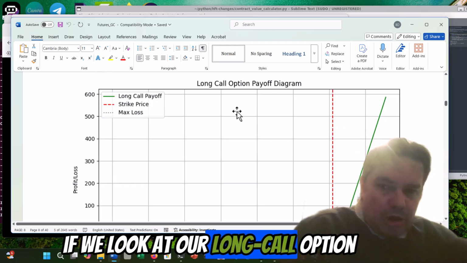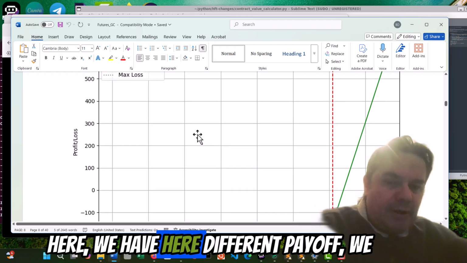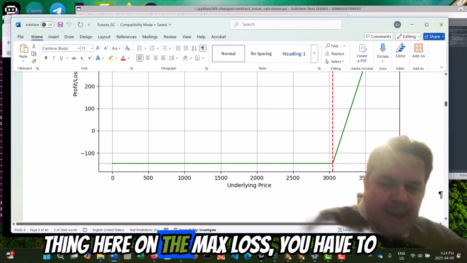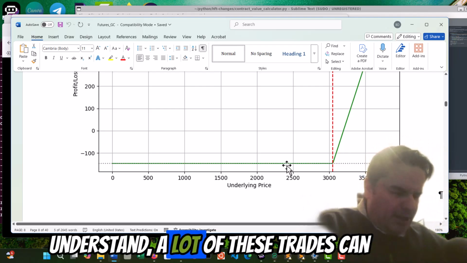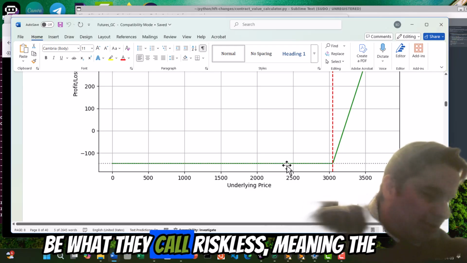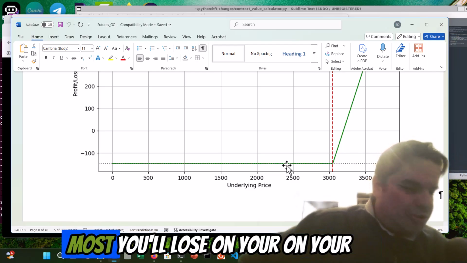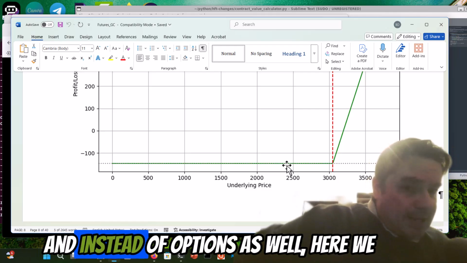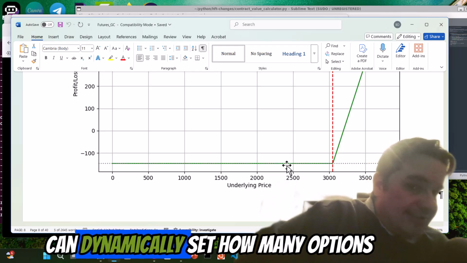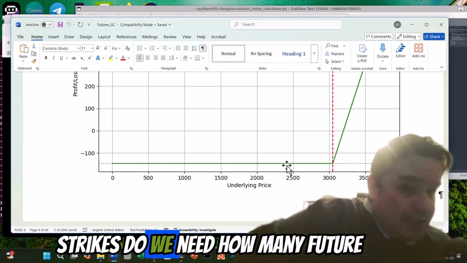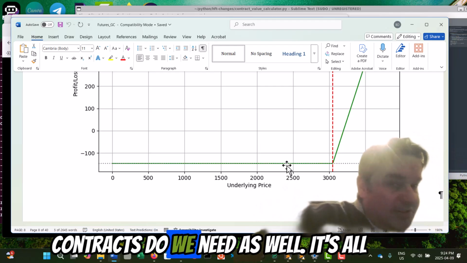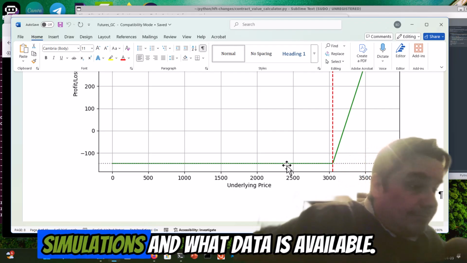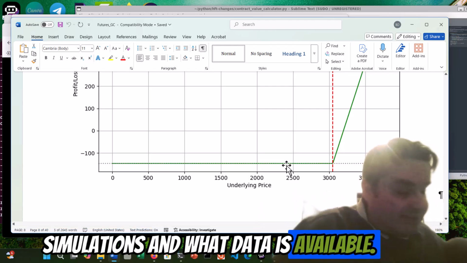So here, if we look at our long call option, we have different payoffs. We have our strike price and max loss. On the max loss, you have to understand a lot of these trades can be what they call riskless, meaning the most you'll lose is on your futures contract versus your option or set of options as well. Here we can dynamically set how many option strikes and how many futures contracts we need. It's all dynamically allocated based around simulations and what data is available.